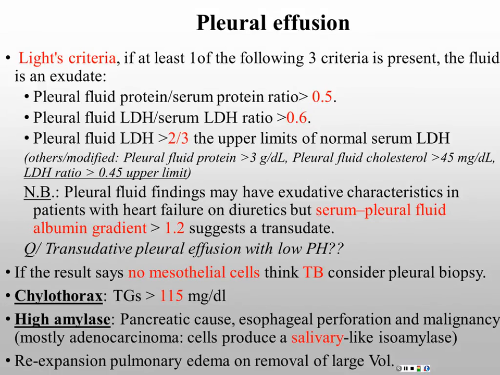So you should find pancreatic subtype or isoenzyme if the cause is pancreatitis. In case of lung cancer, it's salivary type. So the type of amylase can differentiate the cause of the effusion. Is it coming from the pancreas or coming from lung cancer? Lung cancer will be salivary amylase, and pancreatic causes will be from the pancreas. You should be aware about re-expansion pulmonary edema on removal of large amount of fluid.